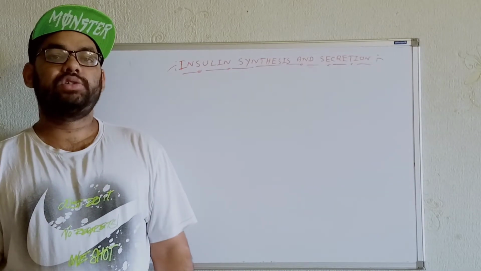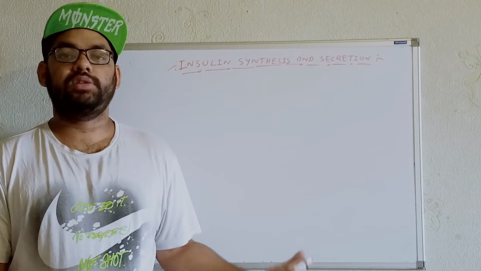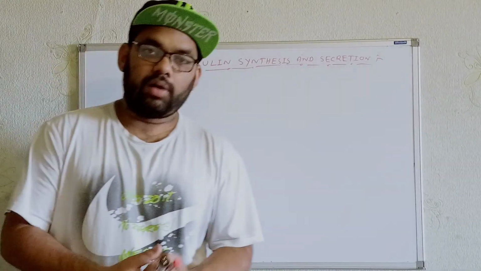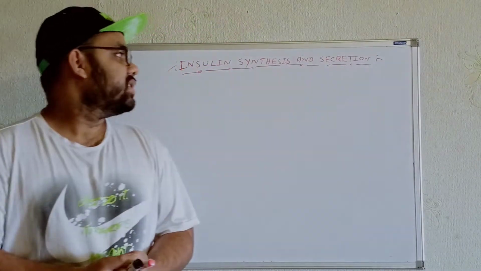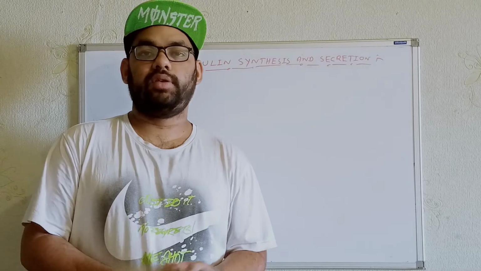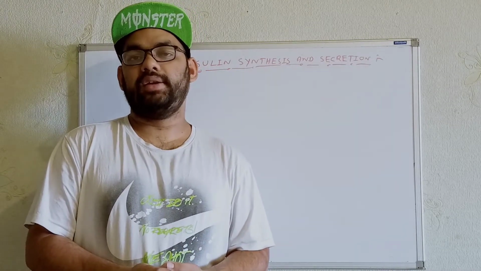Today we'll talk about insulin synthesis and secretion. It is an aspect of physiology, and you can see it in terms of pharmacology also. We'll talk about all these things in detail. Now, starting with insulin secretion and synthesis, let's talk about where the insulin comes from. From very basic knowledge, we know that insulin is secreted by the pancreatic beta cells.